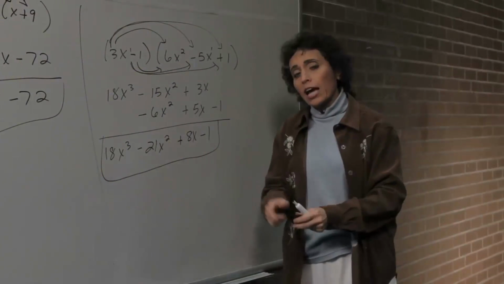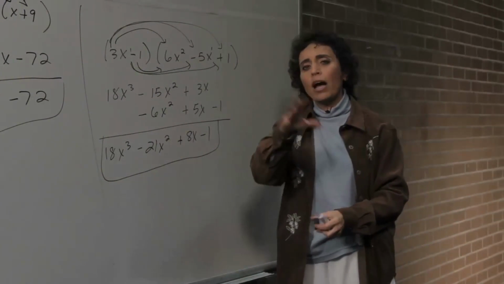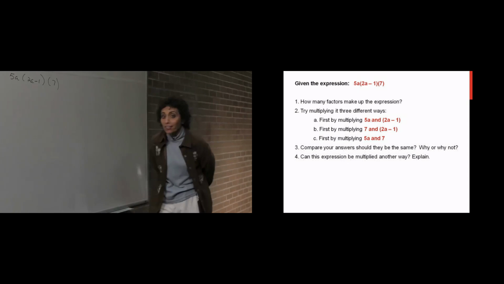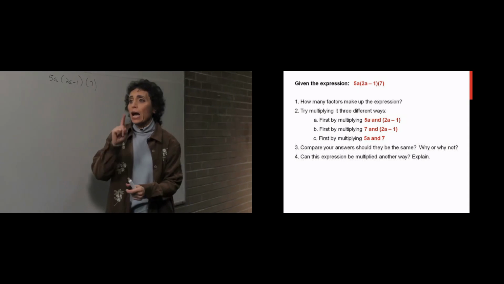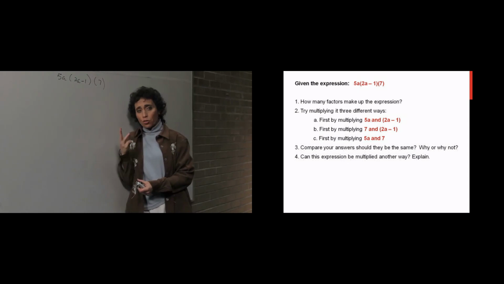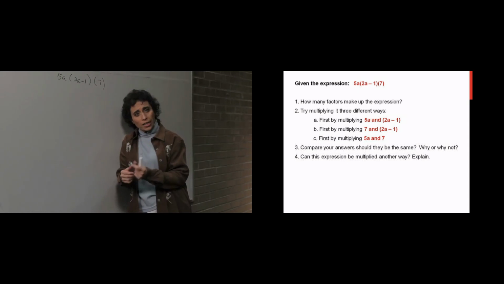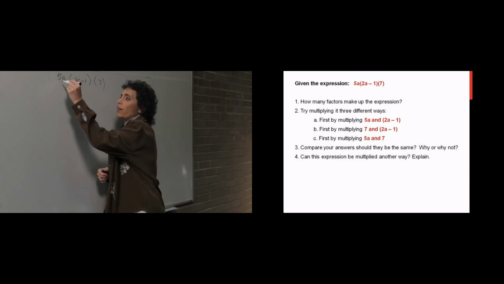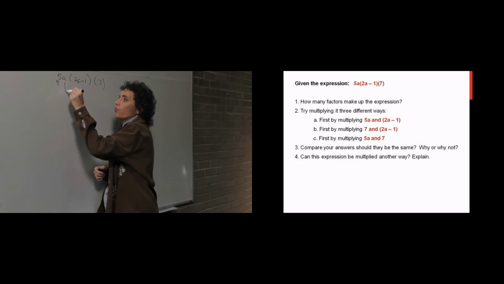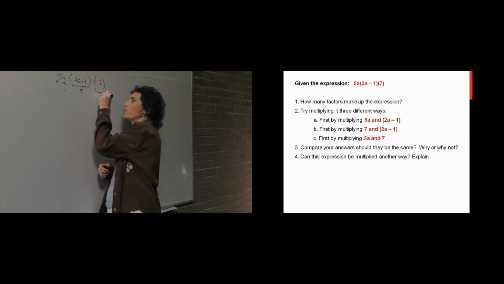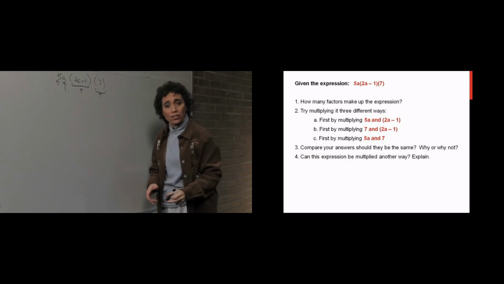Let's take a look at another problem that actually you have choices about on how you want to simplify it. All right, let's take a look at this. First question, how many factors make up the expression? The most common answer I'll get is 3. Is 3 the correct answer? Actually, the answer is 4, because 5 is a factor, a is a factor, 2a minus 1 is a factor, 7 is a factor. So there's actually 4 factors.